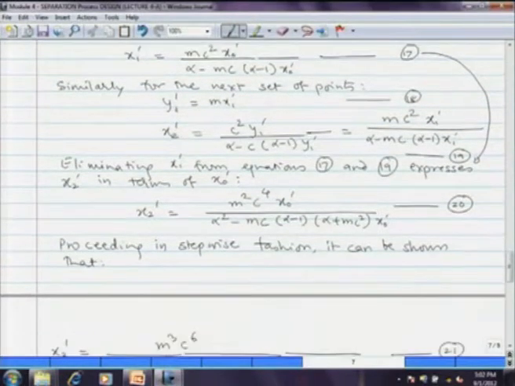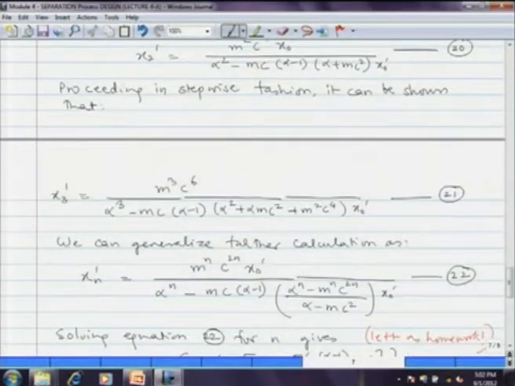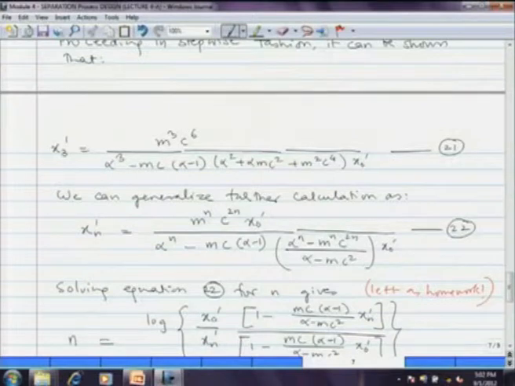And if you proceed stepwise like this, then you can write an expression for x3 dash. Now, this is a big expression, but obtaining it is rather straightforward. You have to first get x3 dash in terms of y3 dash, and then substitute for y3 dash, and then substitute for x3 dash in terms of x2 dash, x2 dash in terms of x1 dash, like that.